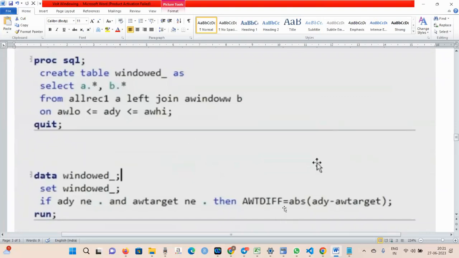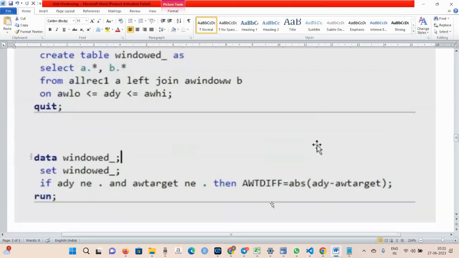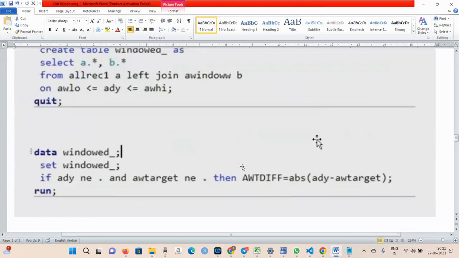So the AWD diff is basically the ADY, which is your actual, and the AW target, which is your plan. This is the one you have to find the difference of. This is very important in the interview perspective also. They will ask you how do you calculate the AW analysis window difference. So you have to tell absolute value: absolute value of the analysis day minus analysis window target. That's the one you have to calculate.